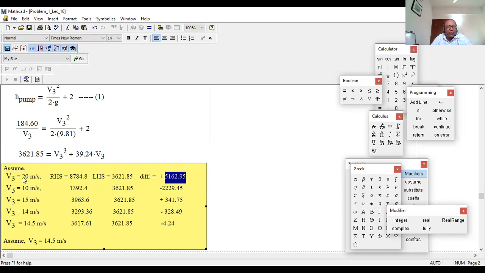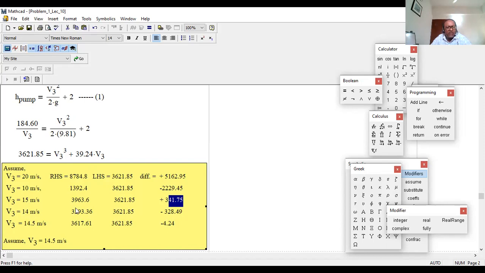That means your value is very high. You need to reduce the value. So I reduce to 10. Then the right side comes to this much, the left side comes to this one. That means I need to increase to more than 10. So this difference is negative. So instead of 10, I am now taking 15. Then the right side remains this much, the left side is constant, the difference is this much. It's come down a little bit. Still, my value is a little bit higher than the real value. Okay, so I come down from 15 to 14.